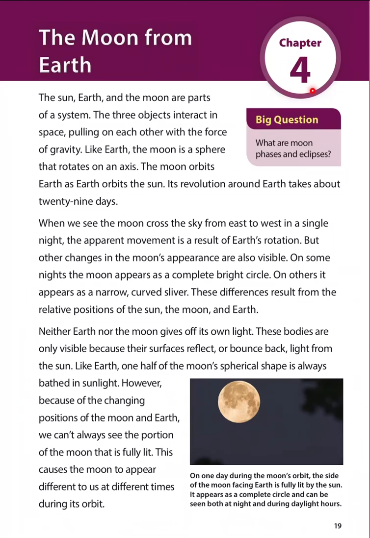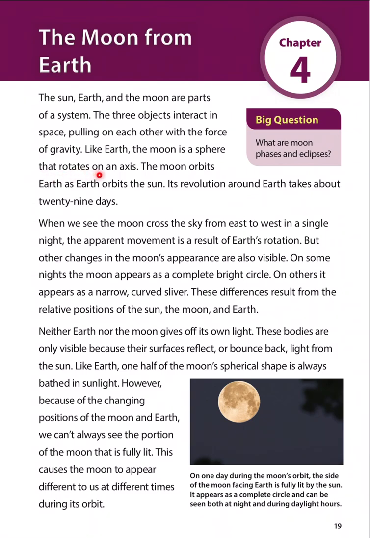Science, Astronomy, Chapter 4, The Moon from Earth. Big question: what are moon phases and eclipses? The Sun, Earth, and the Moon are parts of a system. The three objects interact in space, pulling on each other with the force of gravity.